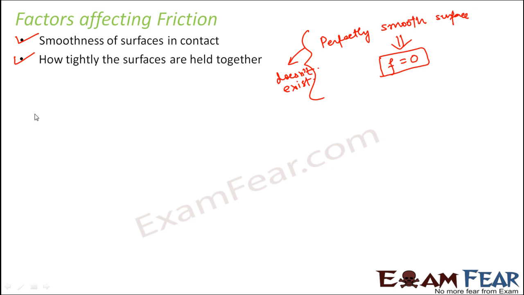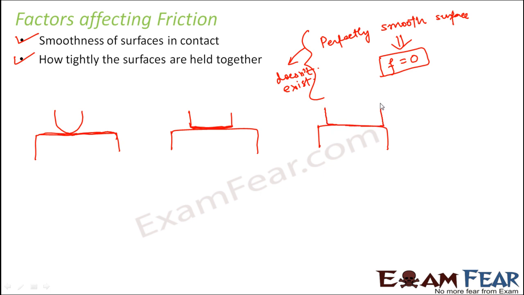Let us take an example. Let us suppose this is one surface and this is another surface. Maybe this is a table, and this is some object. Let us consider the same table, and on it you have another object like this. Now again, on the same table you have, let us say, a bigger and heavier object like this. This is a comparatively smaller object, and this is also a smaller object with a different shape.